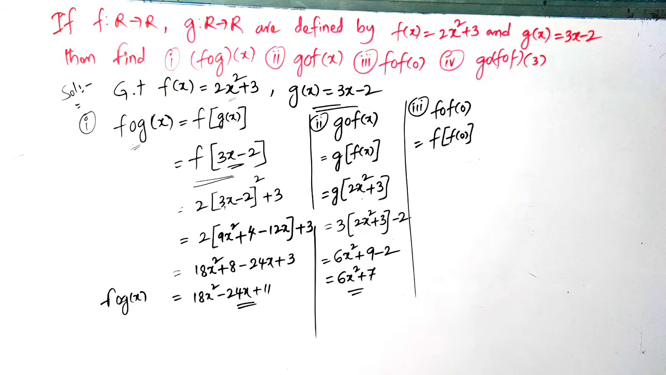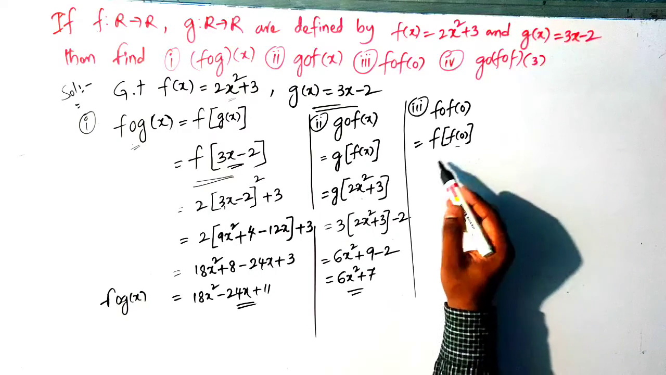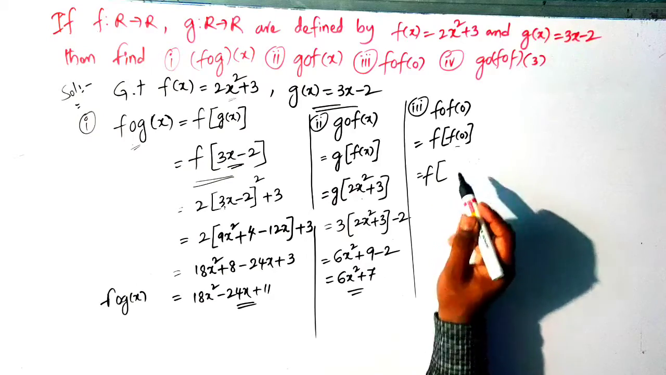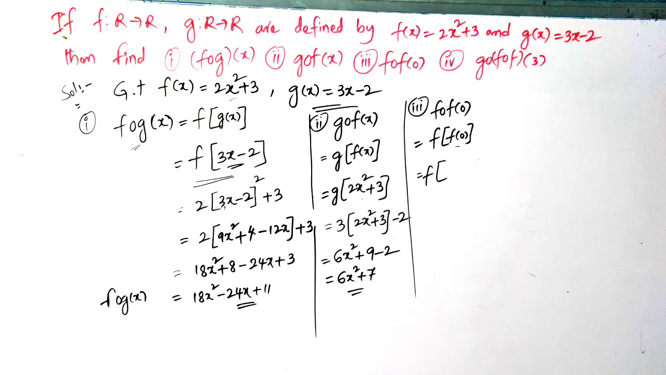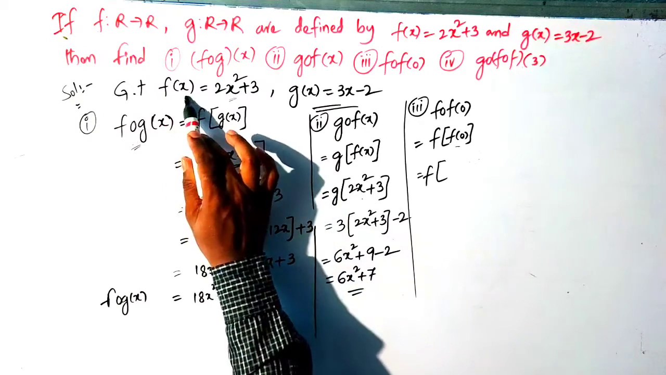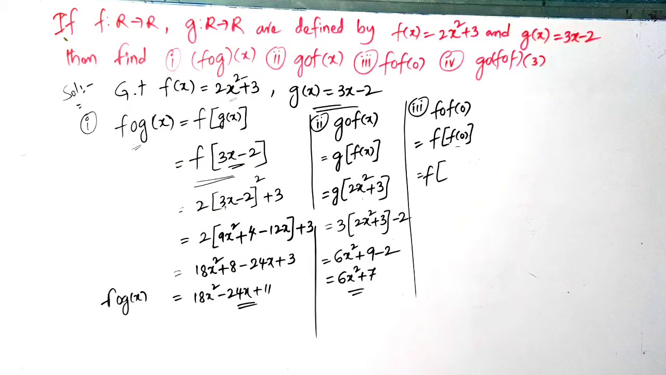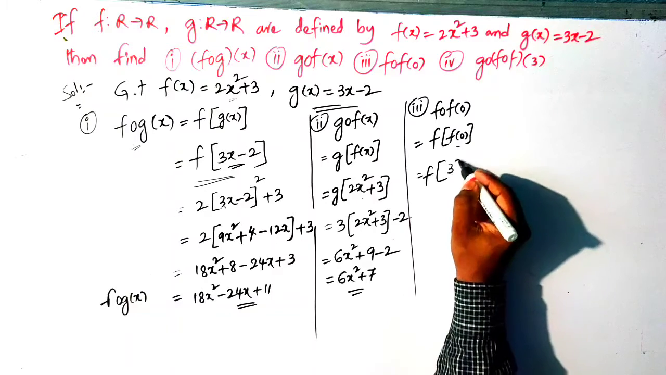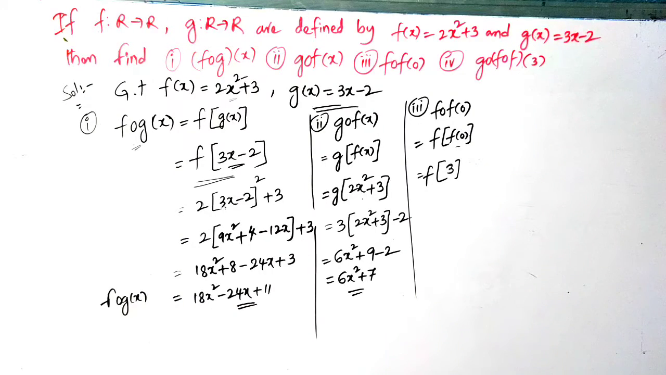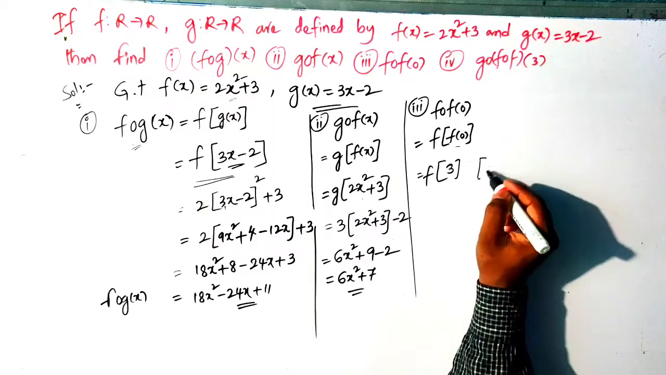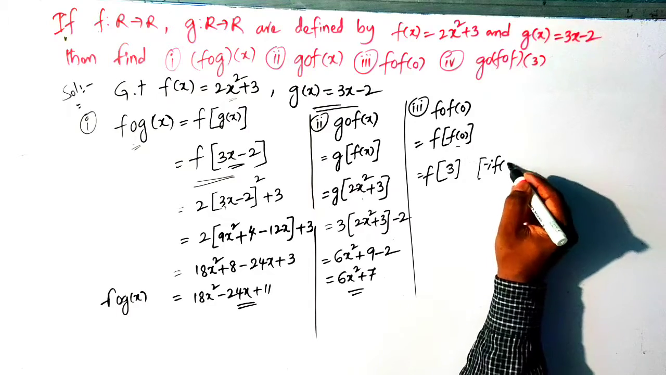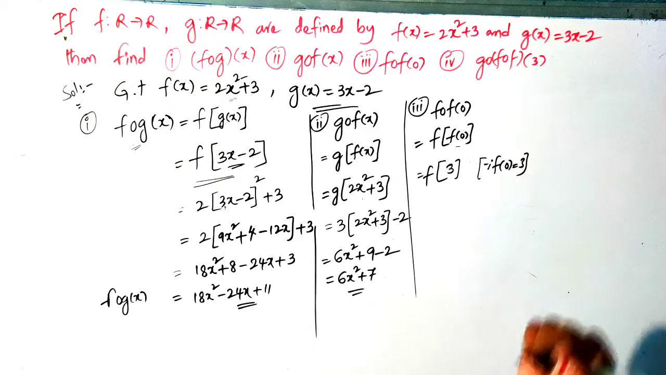But see here, f of x value is given, but we got here f of 0. So in place of x we substitute 0. So f of 0, what we get here? 2 into 0 whole square, that is nothing but 0, plus 3, we get here. So f of 0 value is 3. So we write here f of 0 equals 3.